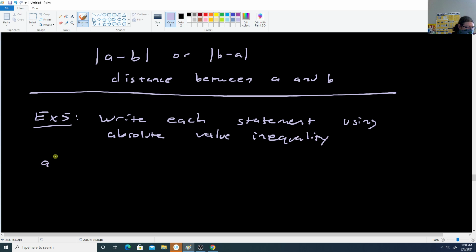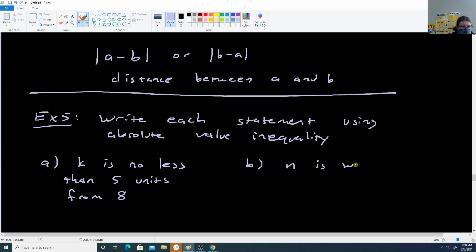Okay, so part A says k is no less than 5 units from 8. And part B says n is within 0.001 unit of 6.